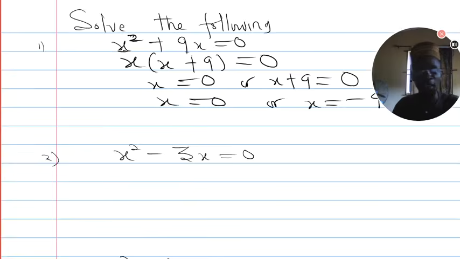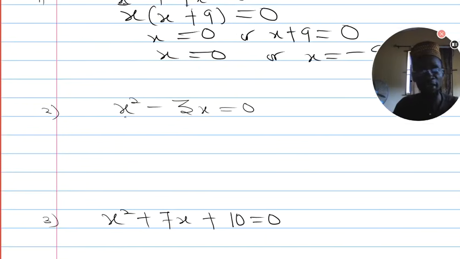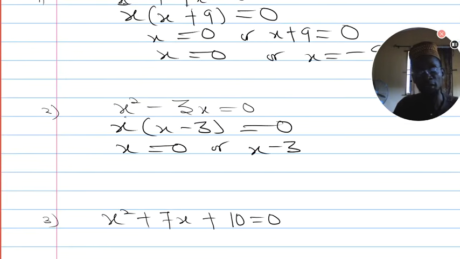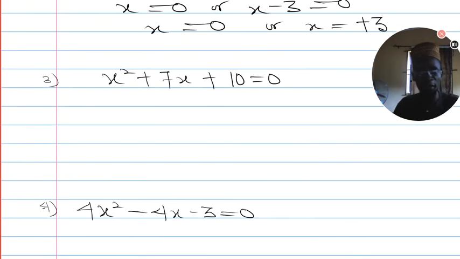Right, now look at this one as well. We can factorize this, right? x(x - 3) = 0, x = 0, or x - 3 = 0, x = 0, or x = +3. Right, now look at this one, another thing.